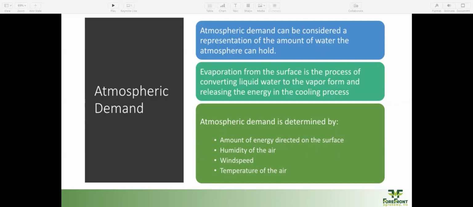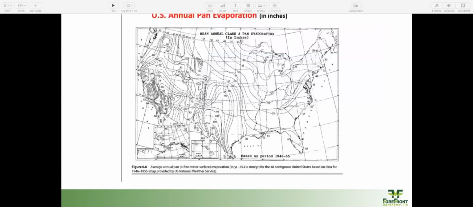Now, atmospheric demand is driven by the amount of energy directed on the surface, so direct sunlight, humidity of the air, wind speed, and temperature of the air. So we'll dig into that here in just a second.